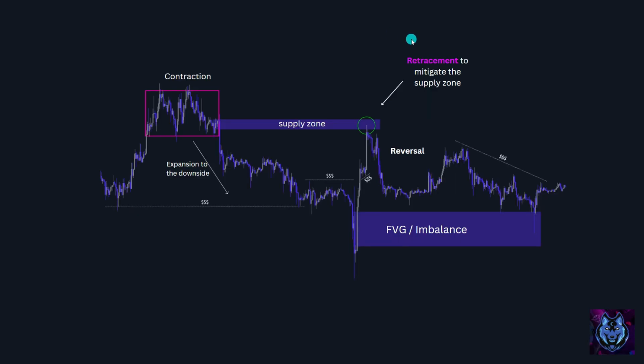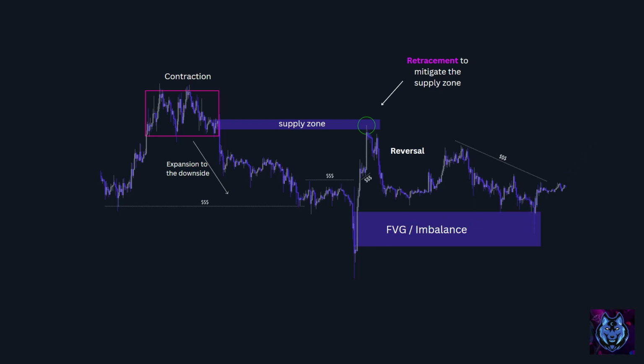Here is an example of the whole market cycle playing out. So as you can see, we've got this contraction phase happening over here. Then we have this gigantic expansion with these institutional candles to the downside. We have this liquidity that forms over here, more liquidity over here. Then it takes out this liquidity. It retraces back to the supply zone, mitigates this zone, and then reverses all the way down, creating more liquidity over here, tapping into this fair value gap and imbalance over here, and then carrying on across the trend.